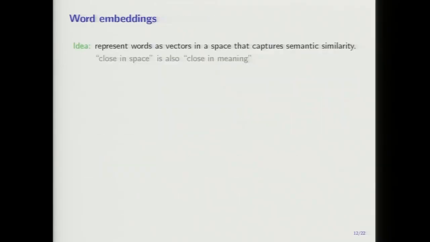And this is really where this idea of semantic embedding comes from. So before we get to that, let me say just quickly something about word embeddings in case you're not familiar with that. The idea is that we represent words, so these are words in English or in any language that humans understand, as vectors in a space that captures semantic similarity. What this basically means is that two vectors that are close in this space must also be close in meaning. And now, of course, the meaning of meaning is something that we have to be clear on.